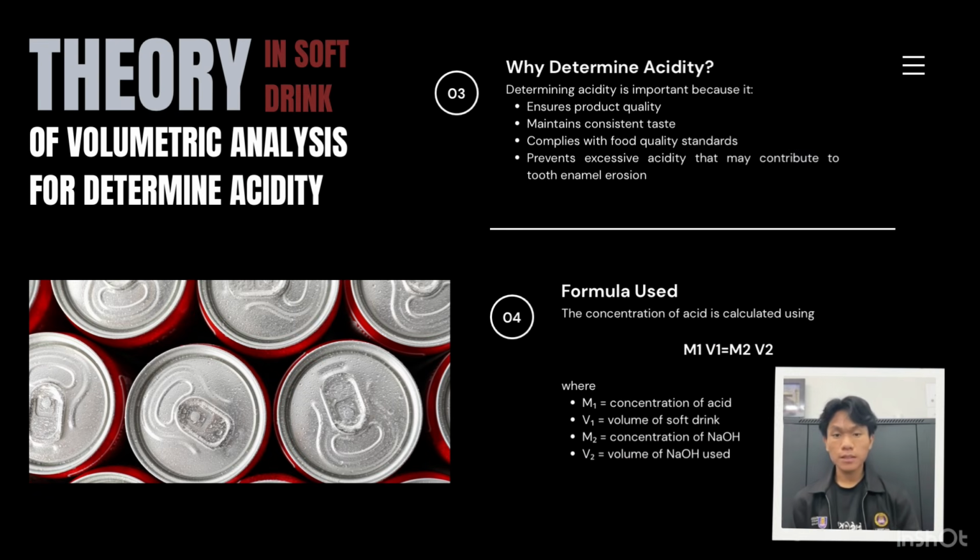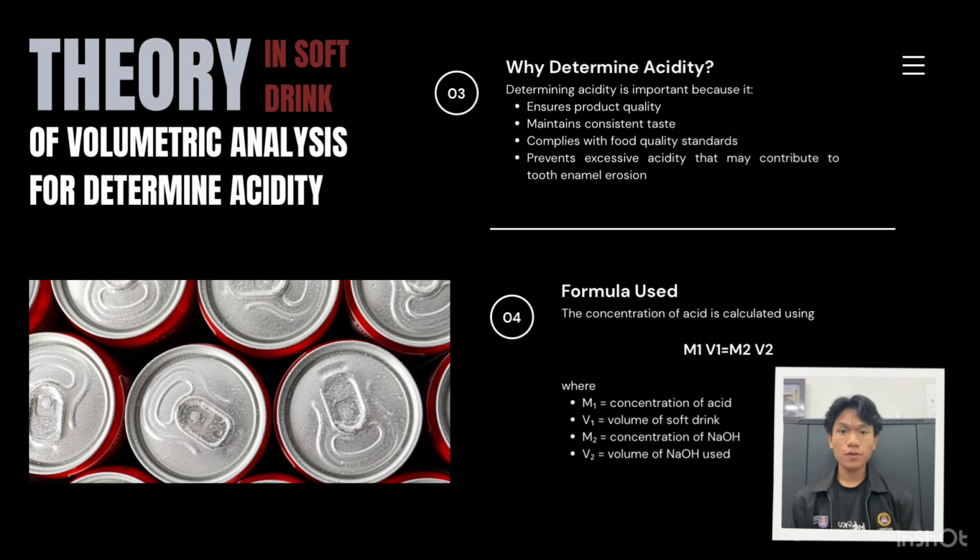In this slide, the concentration of acid is then calculated using the titration equation M1V1 = M2V2, where M1 and V1 represent the concentration and volume of the acid sample, while M2 and V2 represent the concentration and volume of the sodium hydroxide used.